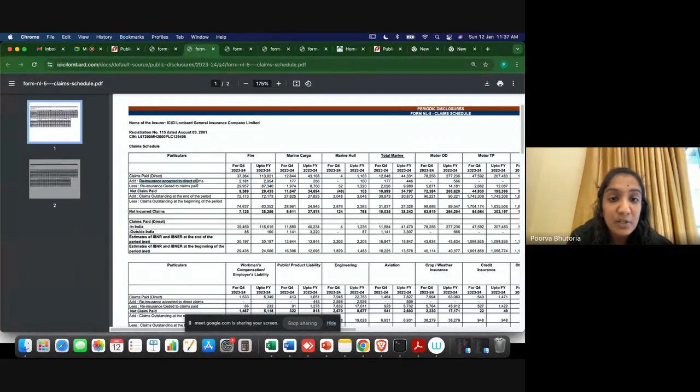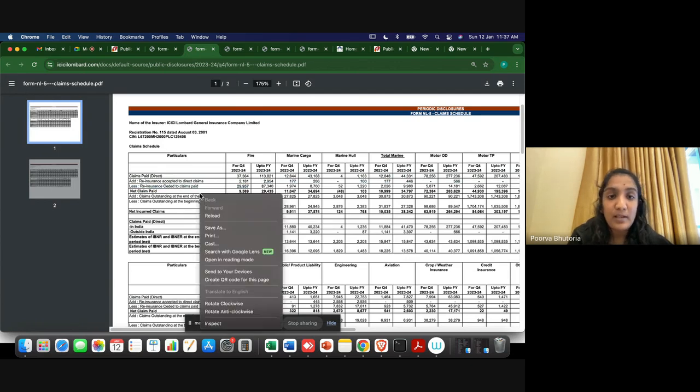Add RI accepted to direct claims. Why are we adding it? Because it is a liability for us. We had accepted the premium, and now anything that we pay for these claims, for these risks, is an outflow for us. So in financial year 23-24, ICICI paid 1138 crores worth of claims for the fire line of business, for the direct business it wrote. For the RI acceptance business, it gave away 30 crores.